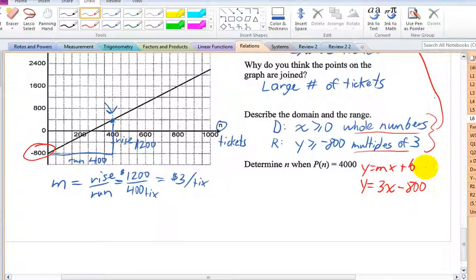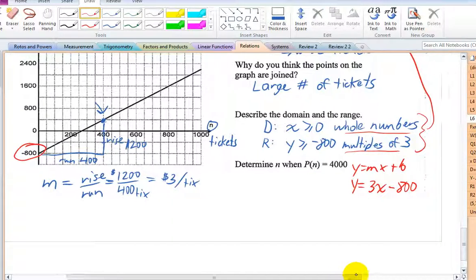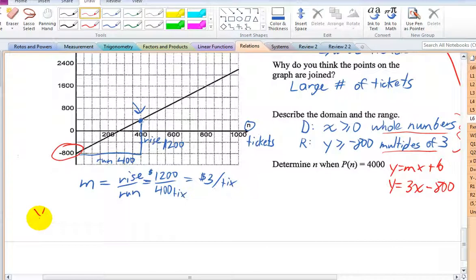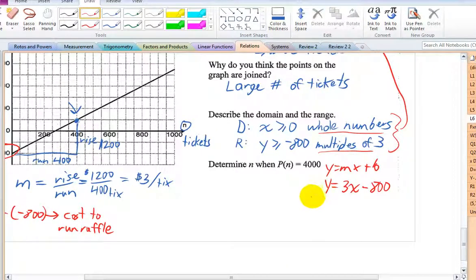How can that be? How come before we even sell a ticket, we've lost $800? That's right. Your y-intercept is negative $800, and this is the cost to run the raffle. You've got to print your tickets, you've got to buy your prizes, and it costs money. So for your function notation, we'll use P at n equals 3n minus 800.